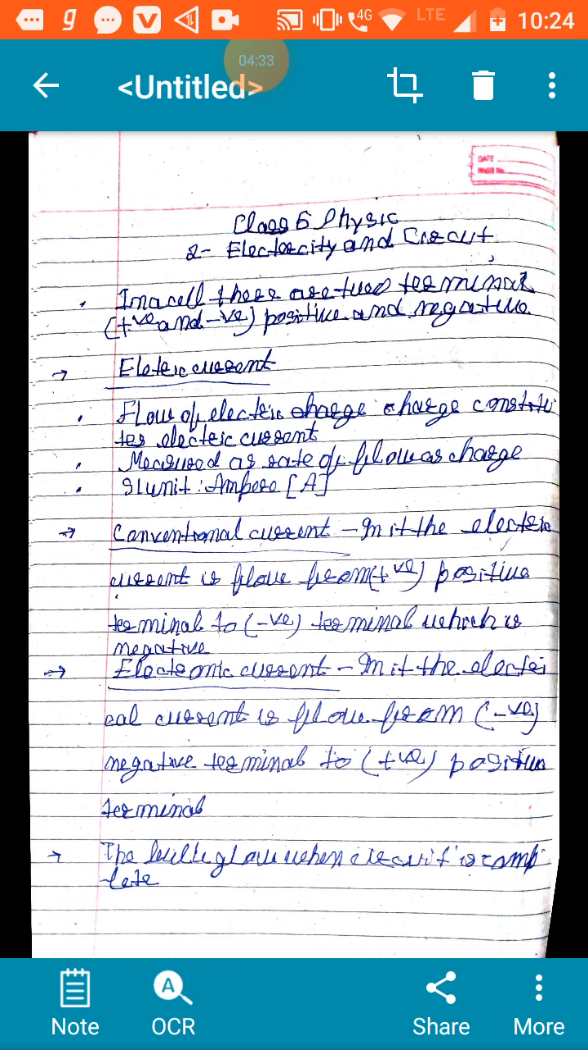In nature there are two terminals, positive and negative. Electric current is the flow of electric charge. It is measured as the rate of flow of charge. The SI unit is ampere.